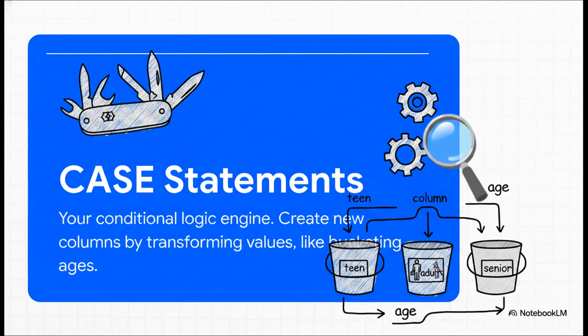For example, you could take a column with someone's exact age and use a case statement to bucket them into useful categories like teen, adult, and senior. It's just a really clean, powerful way to turn raw data into features that your model can actually understand.